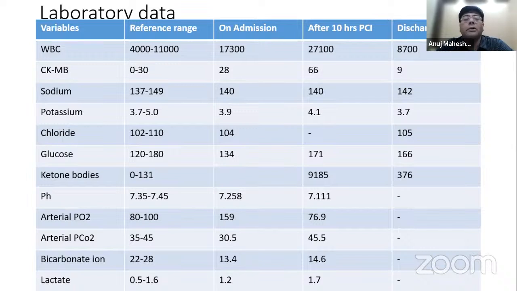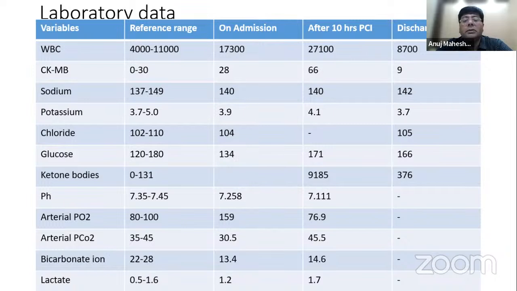Sodium, potassium, and chloride remained normal throughout the stay in the hospital. Glucose level also remained normal throughout the stay, although the oral anti-diabetic agents were all stopped after the event and he was kept on insulin. Ketone bodies were not known at the time of admission, but after 10 hours of the PCI they had grossly risen to 9,185. At the time of discharge they were also high.